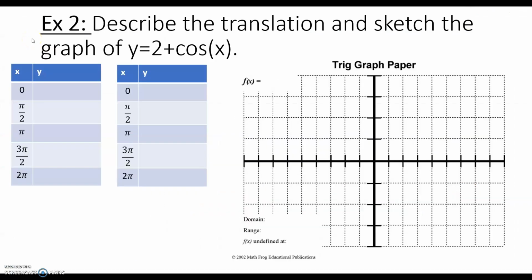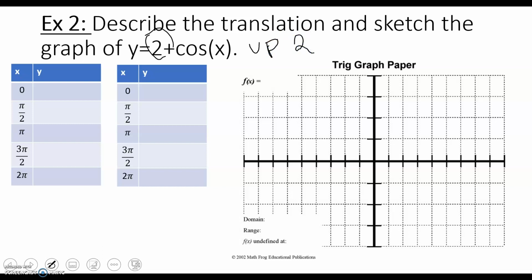Okay, so now let's graph one by hand. It says describe the translation and sketch the graph. The translation is actually the 2. The 2 causes the translation. Since it's being added outside of the x, this is going to shift it up 2. So we'll say the translation is to go up 2.